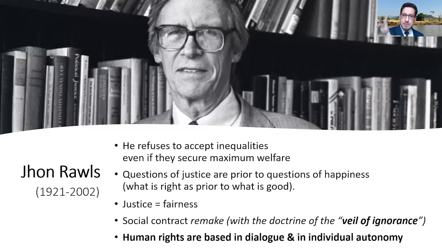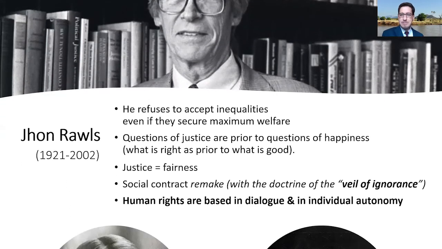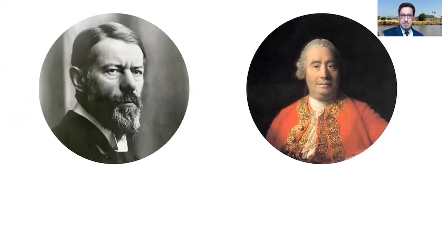So, finally, we can see that human rights for him are based on dialogue, no? Dialogue between all the people of a community, and individual autonomy also, no? We can talk together and decide which kind of rights we will protect because we have autonomy, each one, no? More or less, it is the basis of the social contract, no? That you will see. I'm repeating in this part, as you see, the last lecture of jurisprudence, but adding some lines about human rights.